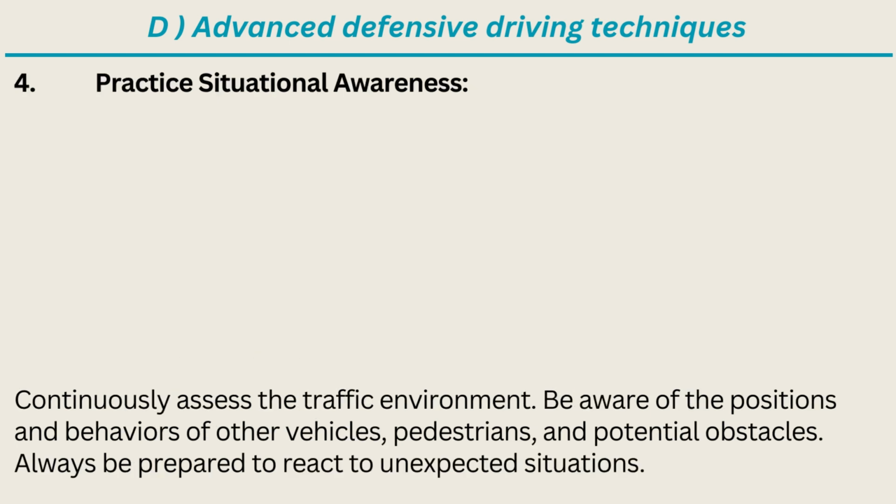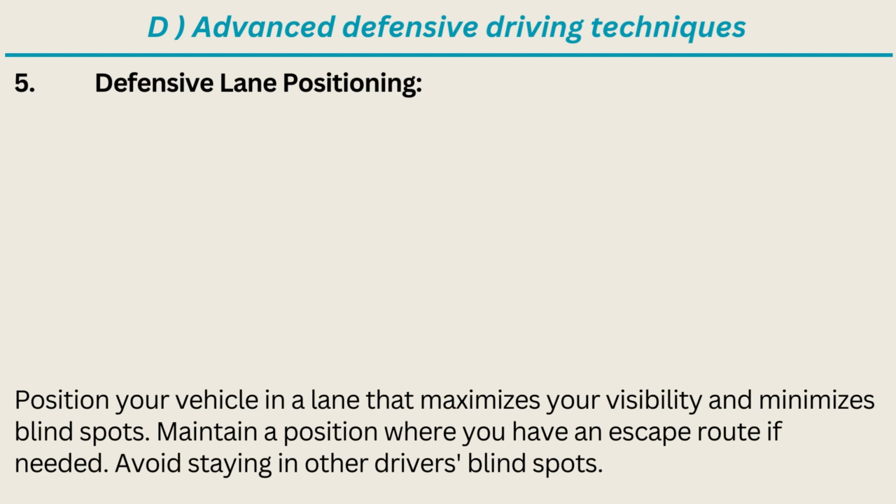4. Practice situational awareness. Continuously assess the traffic environment. Be aware of the positions and behaviors of other vehicles, pedestrians, and potential obstacles. Always be prepared to react to unexpected situations. 5. Defensive lane positioning. Position your vehicle in a lane that maximizes your visibility and minimizes blind spots. Maintain a position where you have an escape route if needed. Avoid staying in other drivers' blind spots.